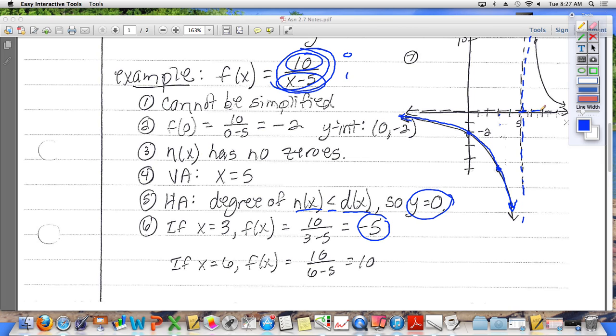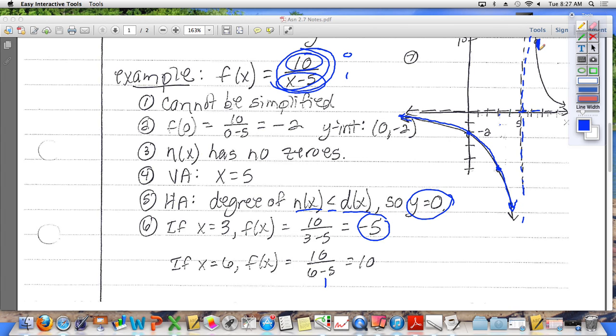So I picked 6. Well, f of 6 is equal to 10 divided by 6 minus 5. Well, 6 minus 5 on the bottom is 1. So I really have 10 divided by 1, which is 10. So when x is 6, my y value is 10. So when I go over here to 6, I go up to 10, I put a point. I know that my graph is going to exist right up in here.